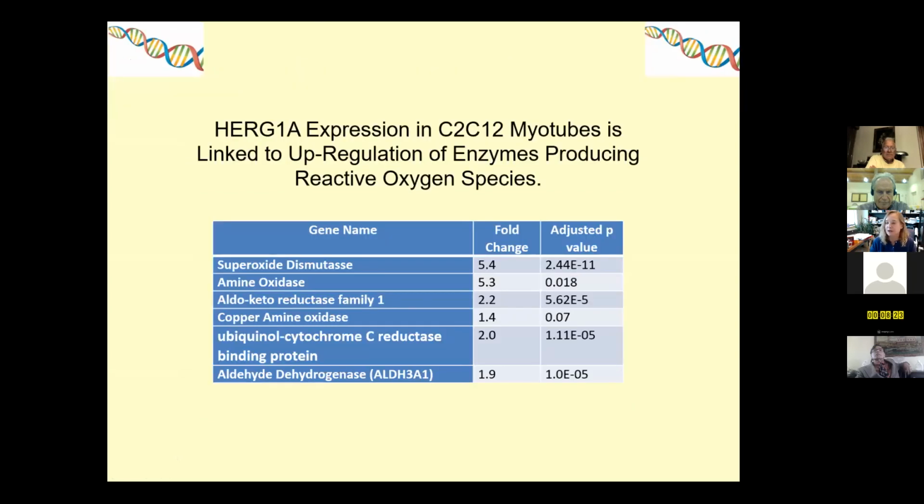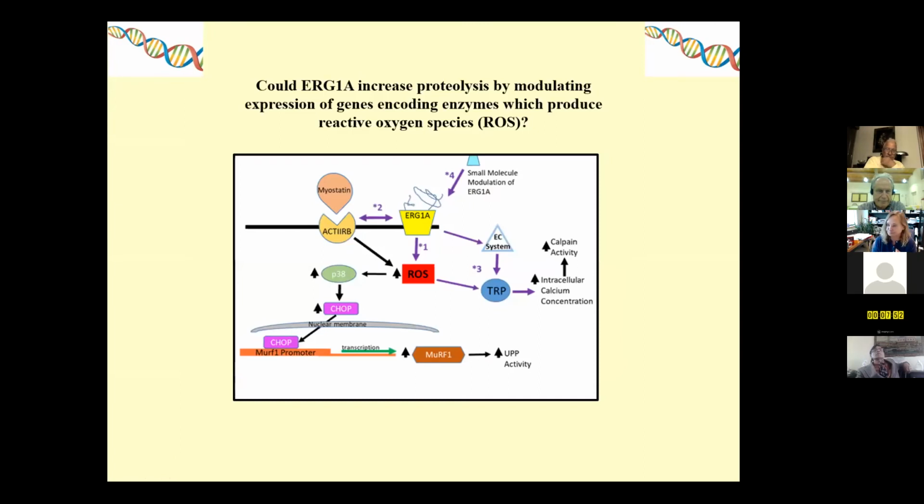It increases proteolysis. What we find is there's an increase in response to ERG in superoxide dismutase, amine oxidase, aldo-keto reductase, aldehyde dehydrogenase, all of these enzymes that will produce reactive oxygen species, which leads us to think that there is probably some modulation of reactive oxygen species by ERG, leading to this increased activity of the UPP pathway and the increased calcium levels.